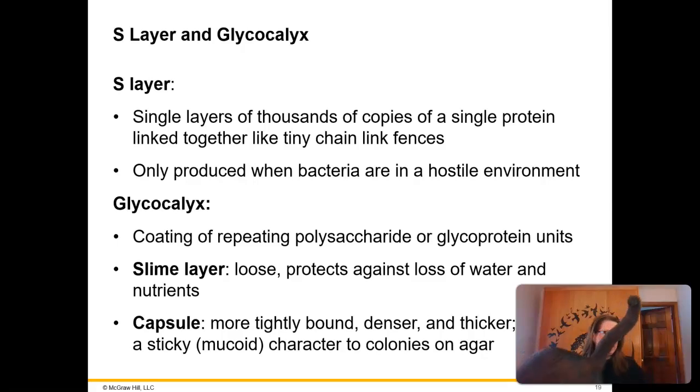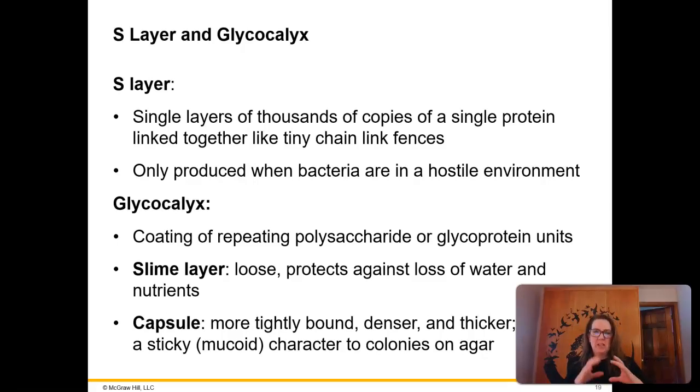Okay, so the glycocalyx can essentially be organized in one of two ways. So we have a slime layer, which is a loose layer, and it's just helping that bacterium deal with changes in the environment. So it protects against water loss or nutrient loss. But a capsule, man, this is really getting more defensive. So it's more tightly bound, denser, thicker, it's sticky, and it's really going to give this bacteria some properties that it can succeed with, so to speak.